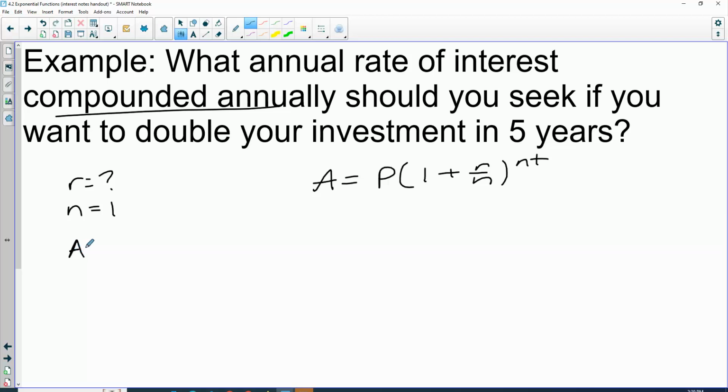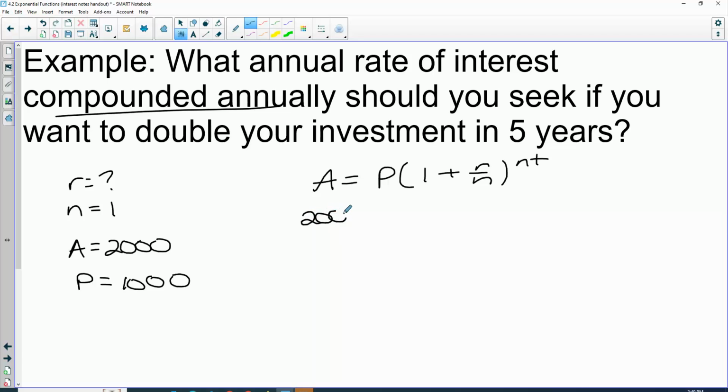You could keep it in terms of variables. What I found people prefer is just to make up a number. Okay? We don't know how much we have today. How much do you want to pretend we have? What did you say? $1,000. Okay. If I want to double it, how much will I end with? 2,000.